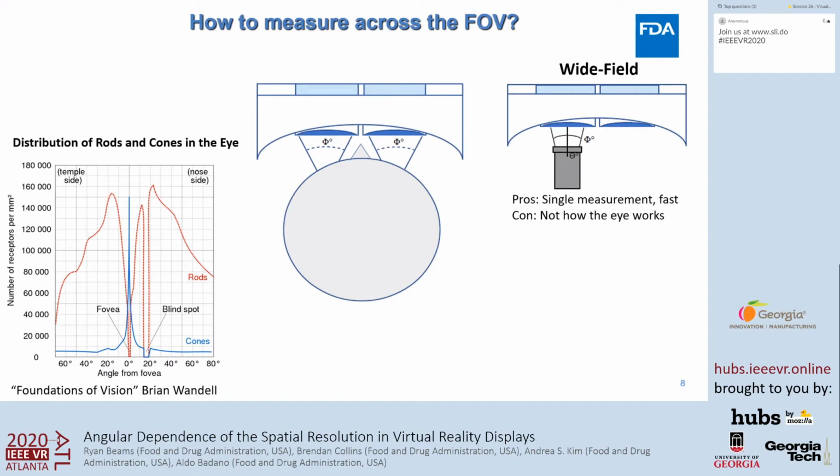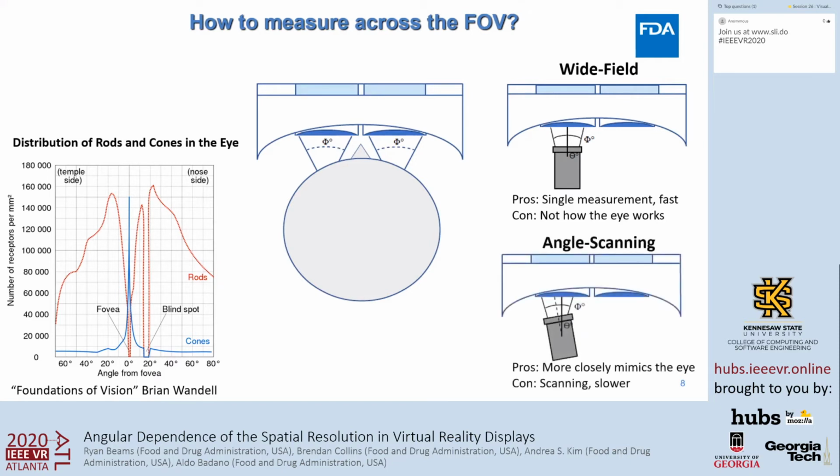So this is looking at the distribution of rods and cones across the eye. And of course, the eye has a fairly narrow region called the fovea that has high resolution. And to make a two-dimensional image, the eye scans across it. So an alternative way to take these measurements is to do an angle scanning approach that more closely mimics the human eye. But it comes, of course, at the cost of being slower and requiring scan stages. Now, even if we agree at this point that we should do an angle scanning method because that more closely agrees with the human eye, the problem is still not solved.